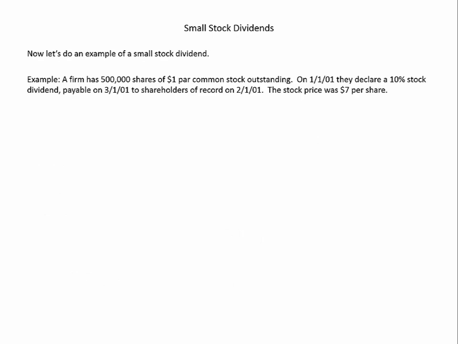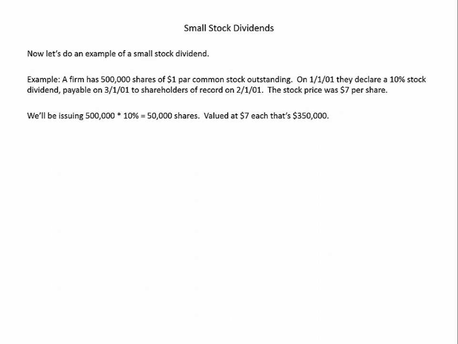Okay, so let's go ahead and take a look at an example of a small stock dividend. Let's assume that a firm has 500,000 shares of $1 par value common stock outstanding, and that on January 1st they declare a 10% stock dividend payable on March 1st to shareholders of record on February 1st. And let's assume the stock price is $7 per share. Now we have to figure out the number of shares to be issued, and we're going to be issuing 500,000 times 10%, or 50,000 shares, valued at $7 each.